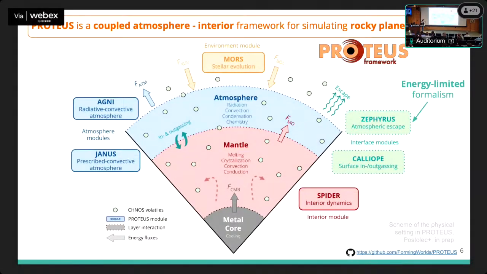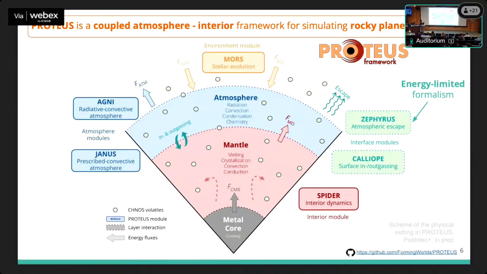Proteus is a framework that works with a lot of different modules, and here I only display the modules that I use in my simulation. There are many more modules available to include much more physics and chemistry, and everything is available open source on GitHub, so you can go and check it out. But if I focus on the modules that I use in my simulation, I use the SPIDER module that computes the evolution and interior dynamics of the magma ocean planet.